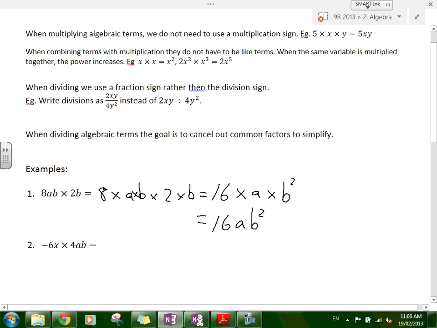Like I said yesterday, the goal with these basic algebraic skills is that you're increasing your fluency. You're increasing your ability to quickly see something and be like, that's 16AB squared. You can just look at it and say that straight away. Yes? Just square the B. Yeah, put brackets, and then the square.